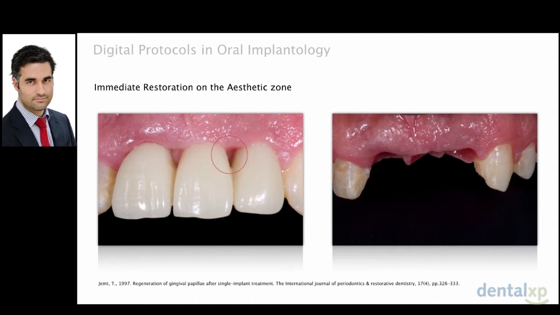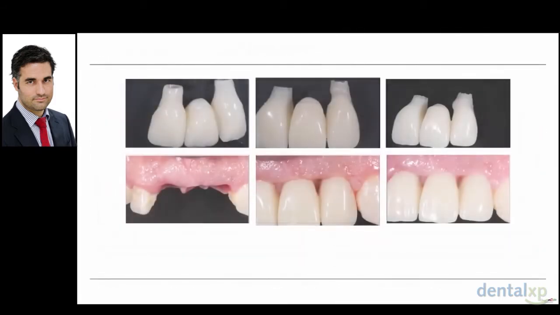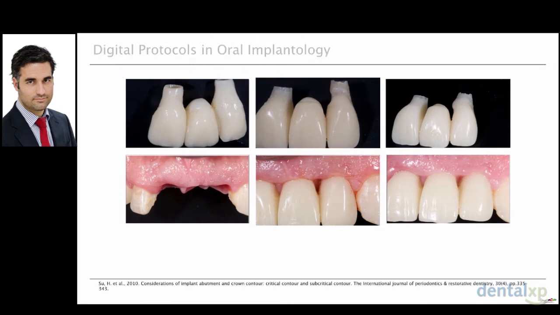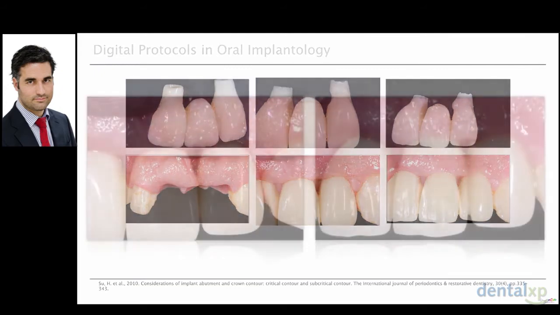So what we can do is apply the concept published by Su in the year 2010, where you can transform your emergence profile to a concave profile and then to a convex profile. With a concave profile, you will get more volume of soft tissue in the subcritical contour. Then you push that soft tissue with a convex emergence profile toward the side where you want to get more papilla.